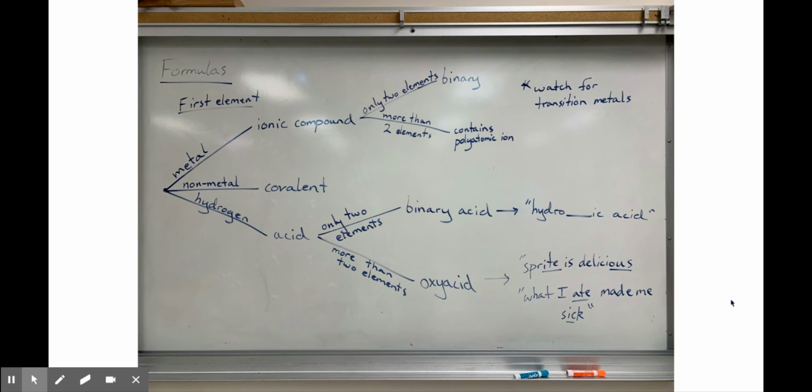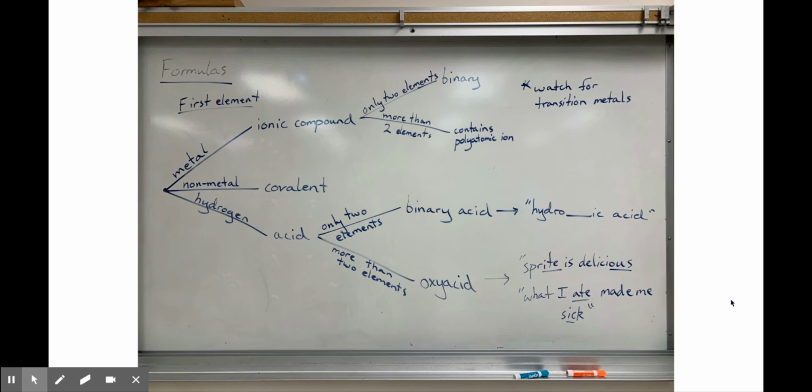And what tells you, again, going back to one of the first slides that I showed you, what path to follow is what the compound starts with. So if the compound starts with a metal, and for example, this is showing you what to think about when you're looking at a formula. If the formula starts with a metal, you're dealing with an ionic compound. So you can immediately forget about prefixes. You can immediately forget about Sprite is delicious and what I ate made me sick, and just think about ionic compounds. From there, you can think, does it have just 2 elements or does it have more than 2 elements?